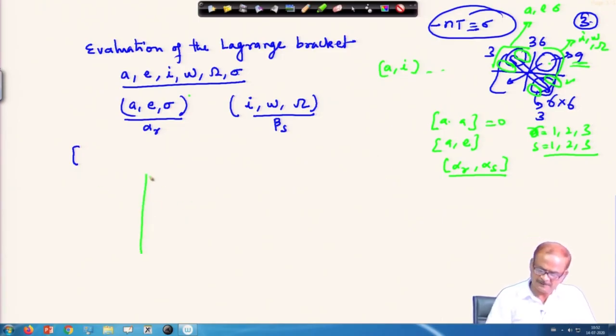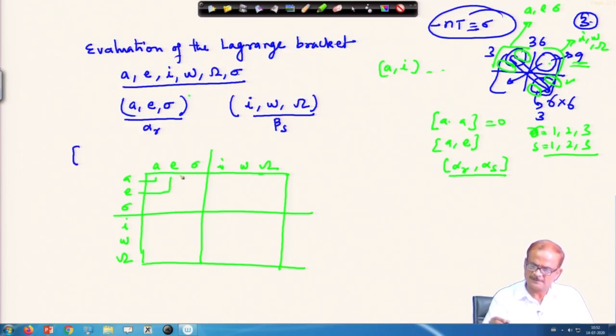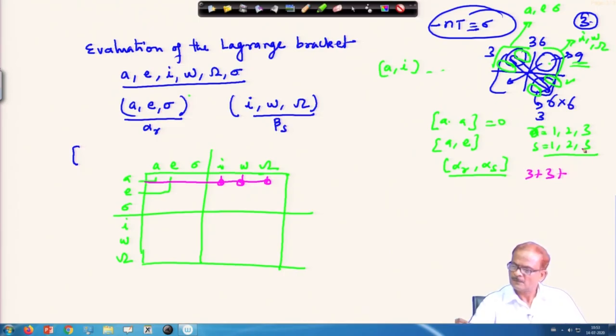So you can see immediately, if I write a, e, sigma here and i, small omega, capital omega here, the corresponding elements are like this. Related to this, you will get a, i, then a, omega, and then a, sigma. The terms will appear like this. So, a total of 3 plus 3, and here in this place we get 3 into 3, 9. So 9 plus 3 is 12, plus 3, total 15.